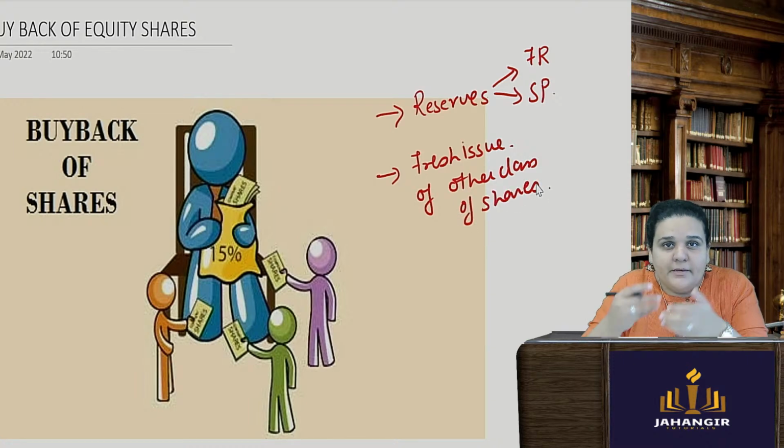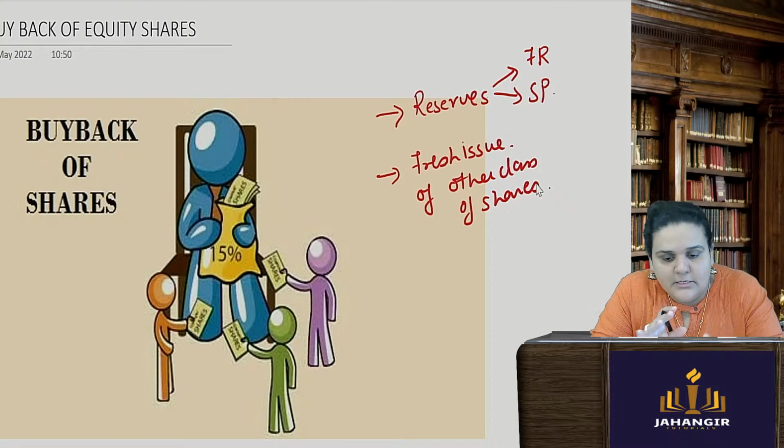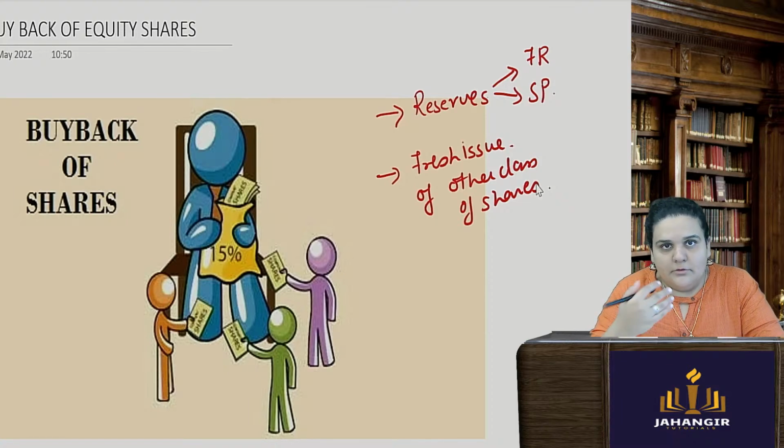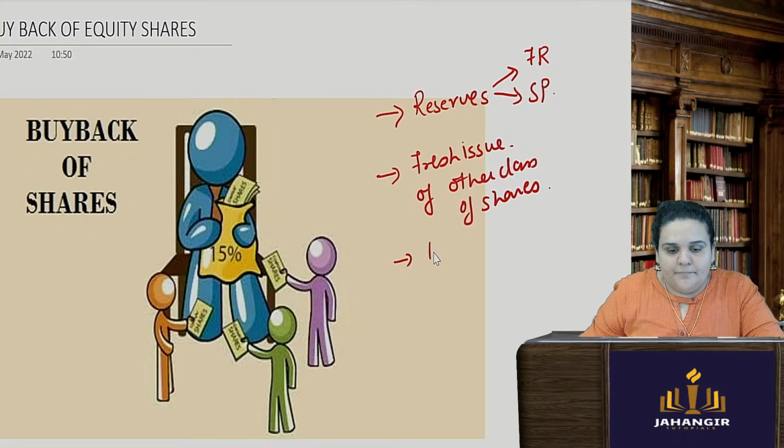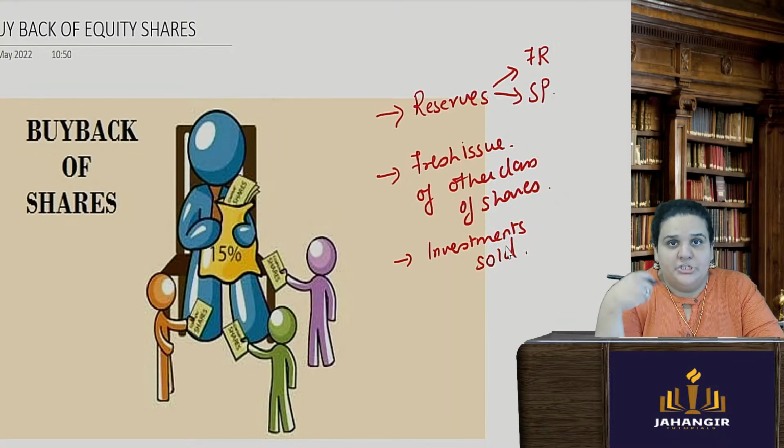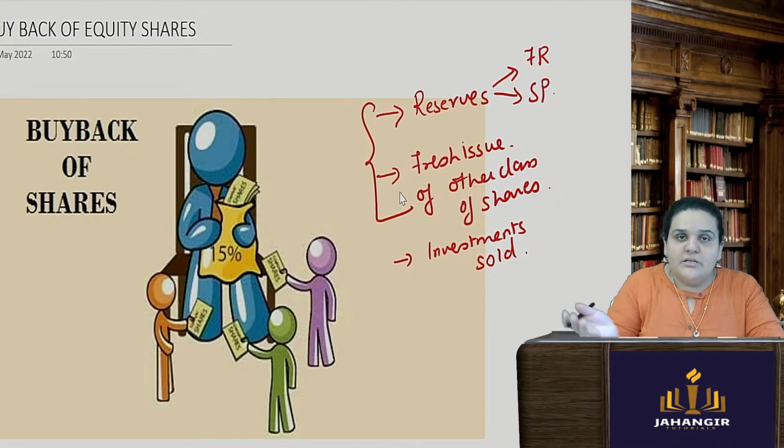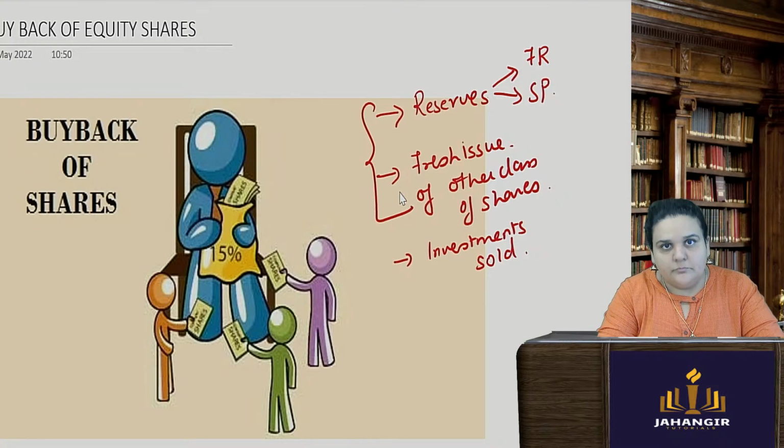Not necessarily, no company will be having so much of reserves. So they will either do a fresh issue also. Then sometimes investments are sold. Why are investments sold? So that they will have that much of cash. Also, they will make some profit in selling the investments. Sometimes they use a combination of both, using from the reserves and some amount as a fresh issue.